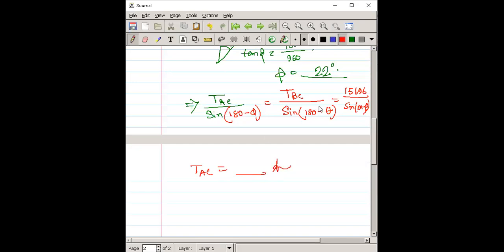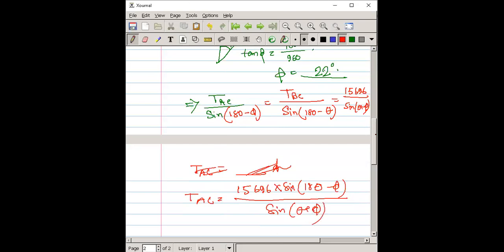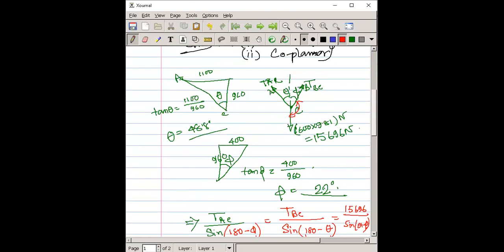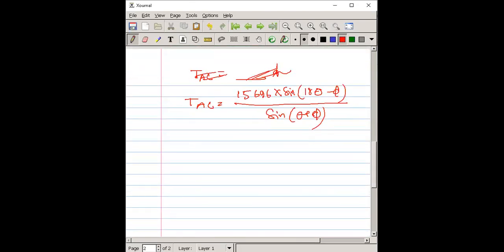You easily find out from here, right? On this calculation, T of AC is equal to 15696 into sine(180 minus phi). We already found the phi value is 22. Just put that value here, divided by sine(theta plus phi). You all know what the value of theta and phi is, so you can easily find that.